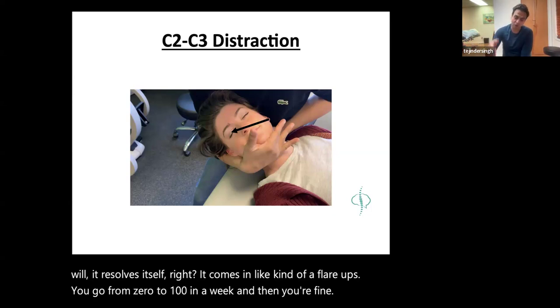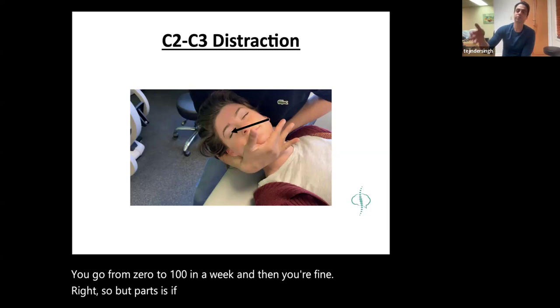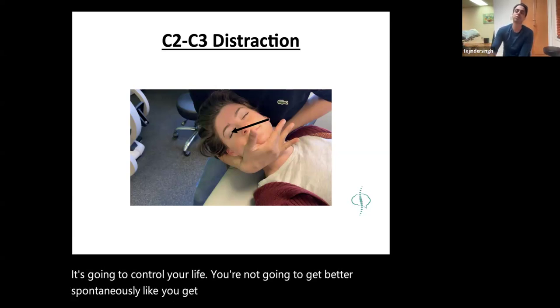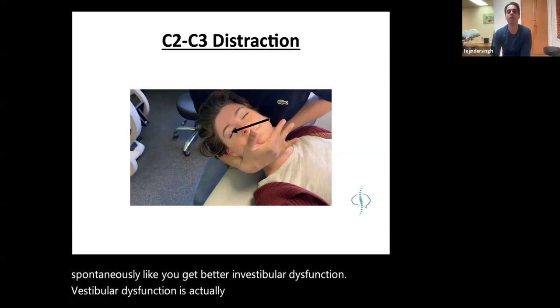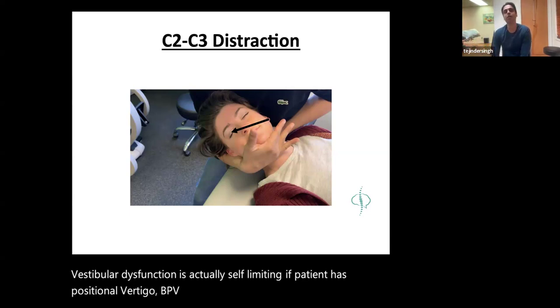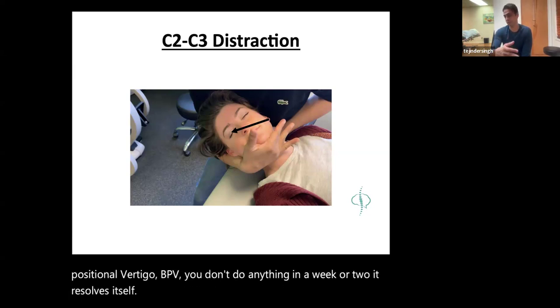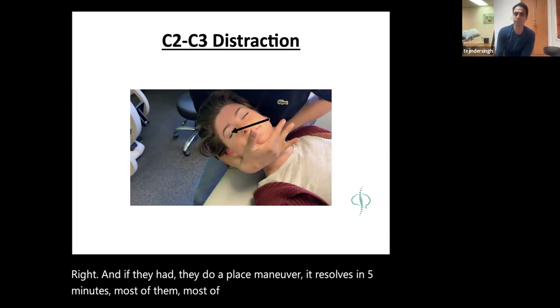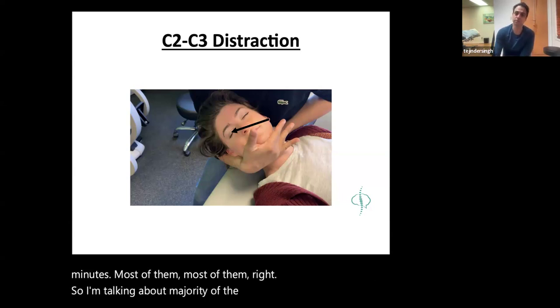But if you have POTS, it's going to control your life. You're not going to get better spontaneously like you do in vestibular dysfunction. Vestibular dysfunction is actually self-limiting. If a patient has positional vertigo, BPPV, and you don't do anything, in a week or two it resolves itself, and if they do the Epley maneuver, it resolves in 5 minutes. Most of them, I'm talking about the majority of patients, not all, of course.